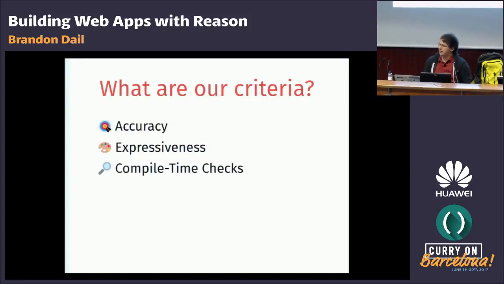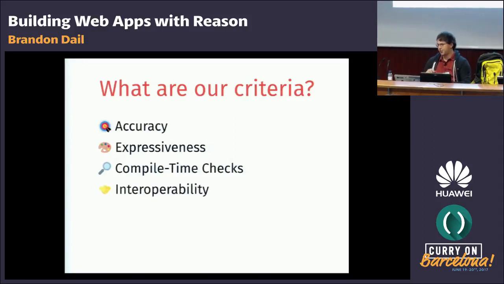Compile-time checks. If we're going to use a compiler, we should probably use a compiler that's doing some sort of checking for us, for example a static type system that checks types. If it's just translating source code to target code, then maybe we're not getting the most out of it.